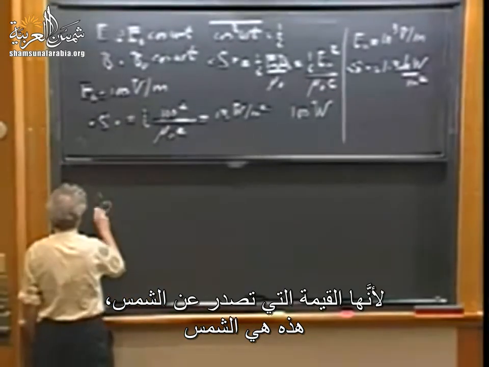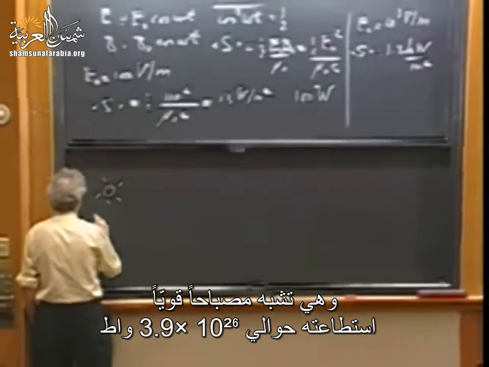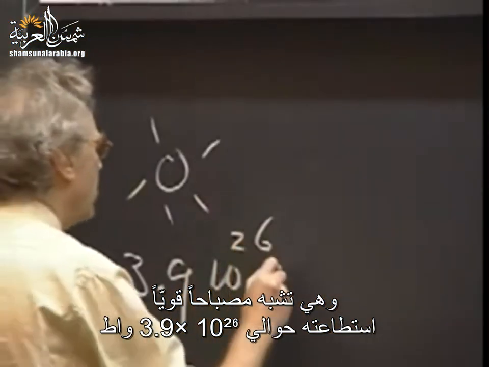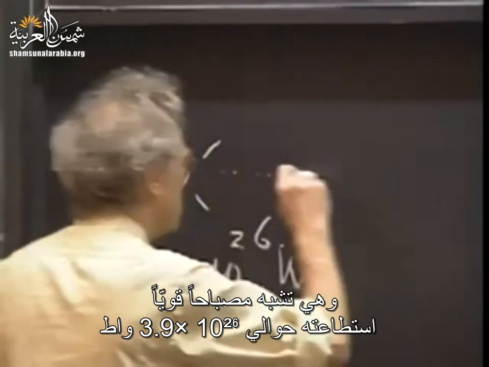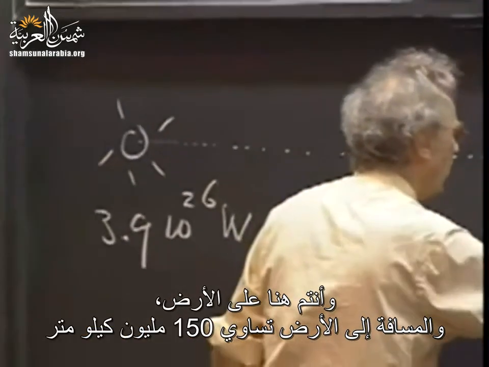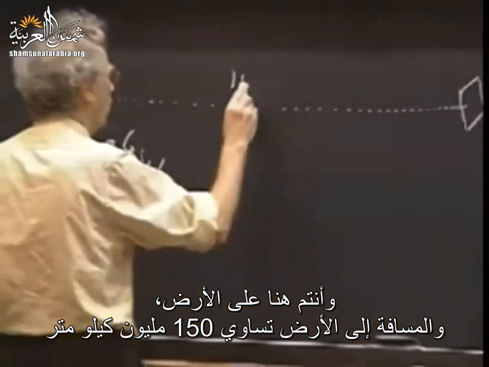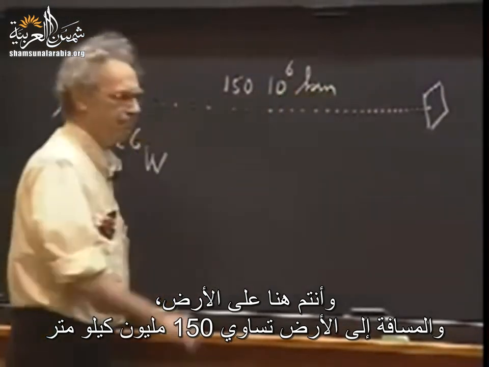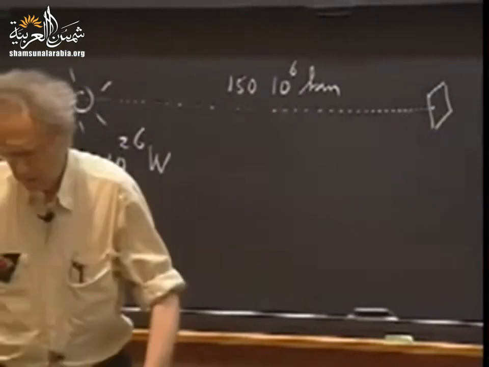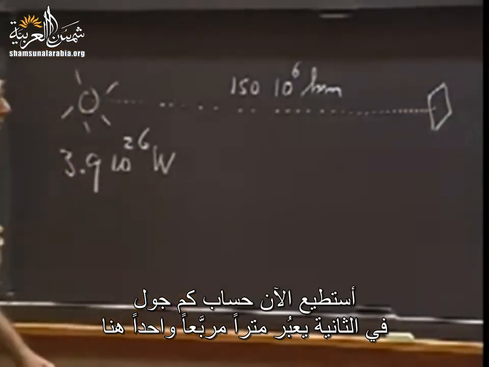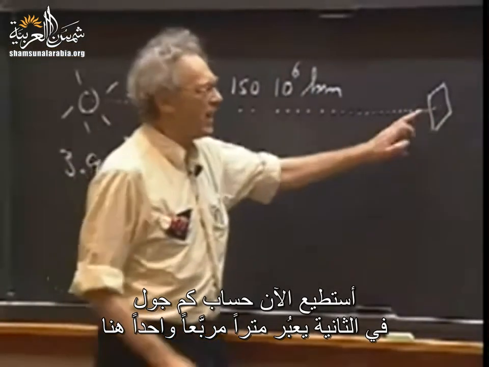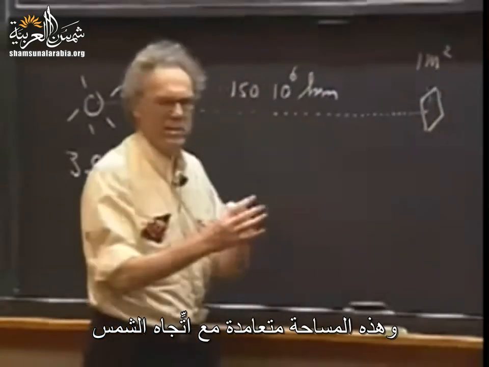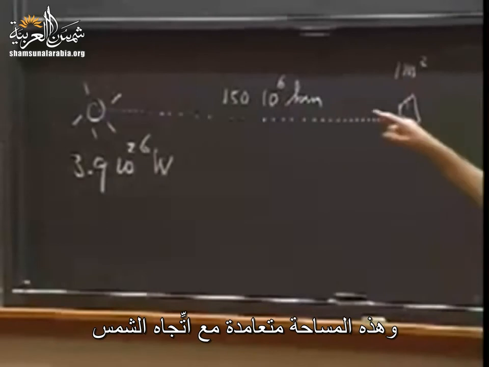Here is the sun, and the sun is a rather powerful light bulb, about 3.9 times 10 to the 26 watts. And this is where you are on Earth. And the distance to Earth is 150 million kilometers. So I can calculate now how many joules per second go through 1 square meter here, and this 1 square meter is held perpendicular to the direction to the sun.